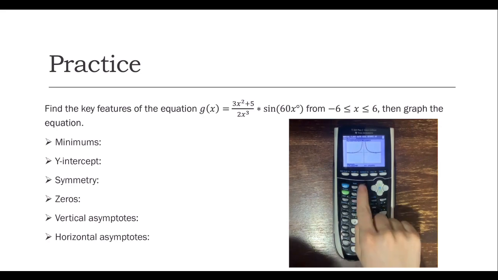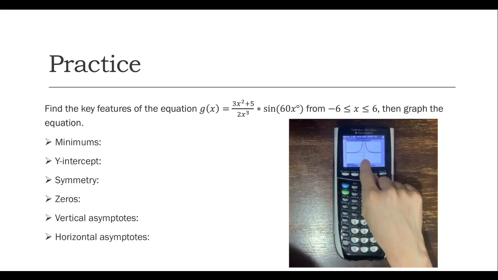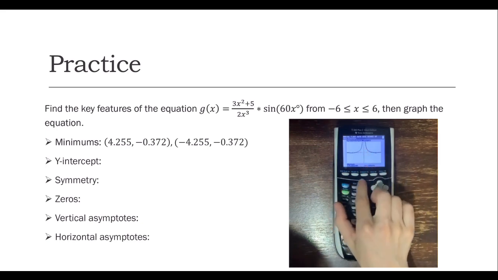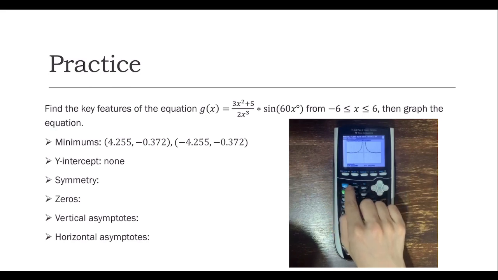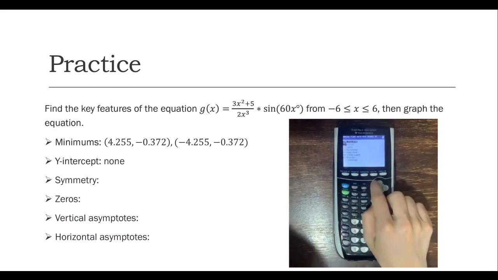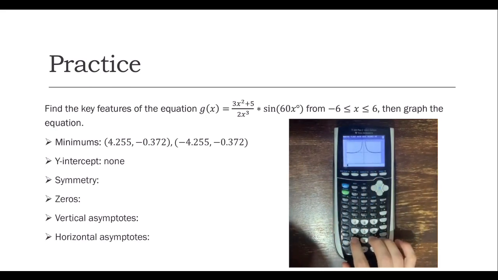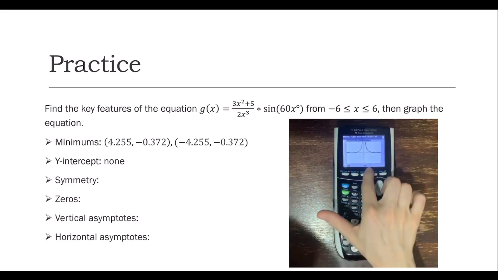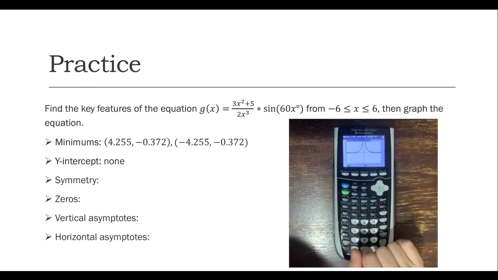Next we have our y-intercept. There's no point where the function hits the y-axis, so there isn't a y-intercept. To check your y-intercept, you would do Second Calc, value, and you'll enter 0 for x. And you can see that there's no y value for that.